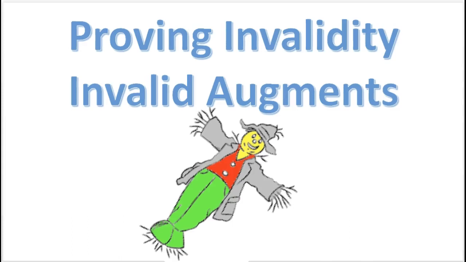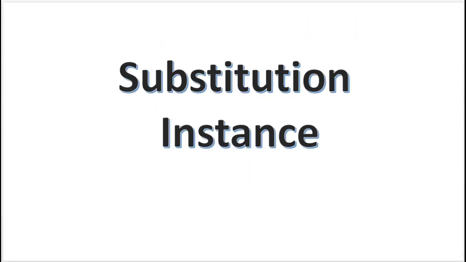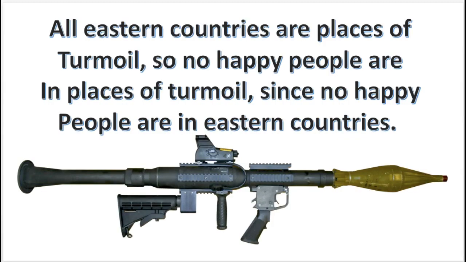In this video is proving invalidity, invalid arguments, in particular the substitution instance. We're going to utilize the substitution instance, and for our first example, get a load of this argument. All Eastern countries are places of turmoil. So, no happy people are in places of turmoil since no happy people are in Eastern countries. Now, how can we examine this argument to see if it's valid or invalid? Well, we're going to use the substitution instance.